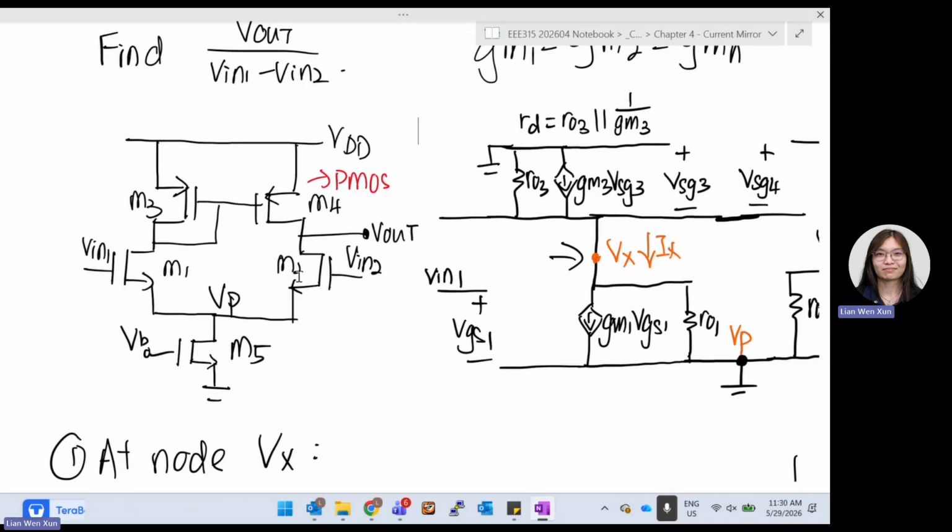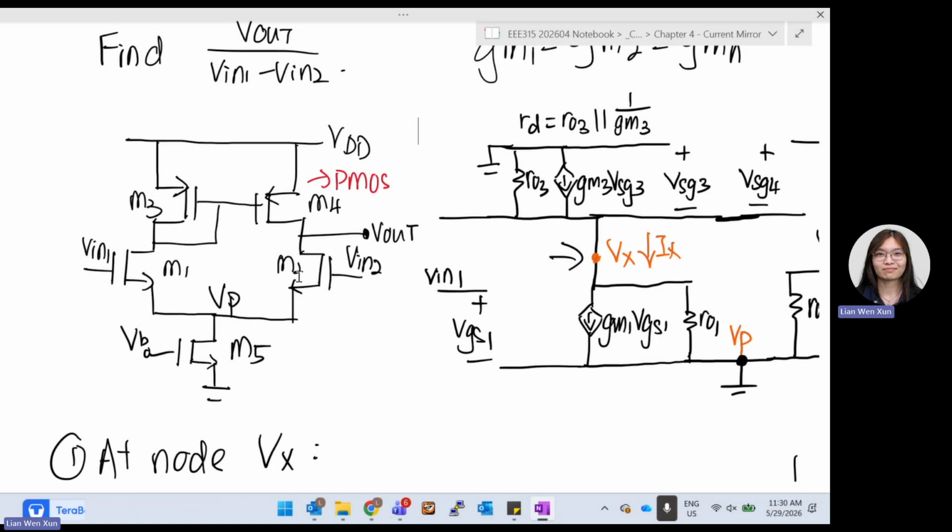Let's just draw this first. GM1, VGS1 with R01. And at the same time, the gate VGS1. This is your gate number 1. So this is your V in 1. We cannot ground V in 1. It's an AC source. At the same time, here source is a VP.